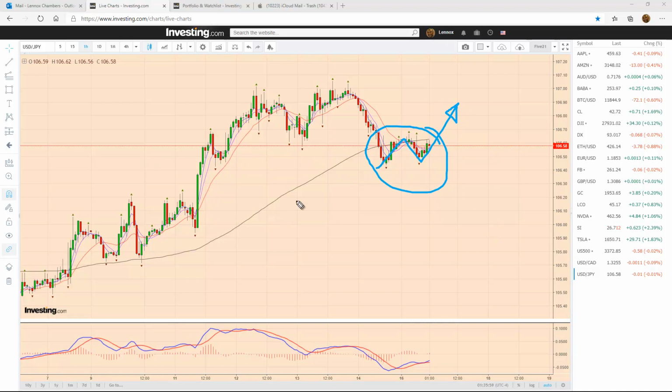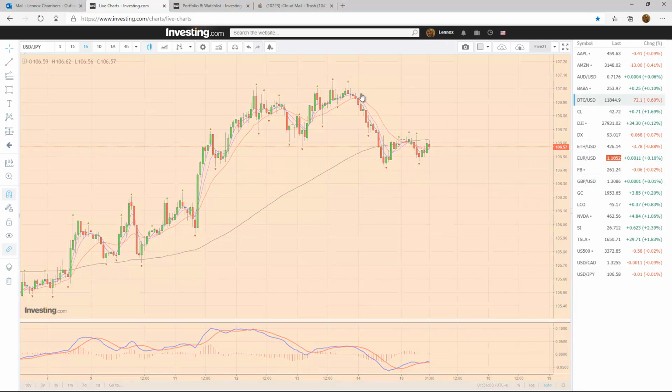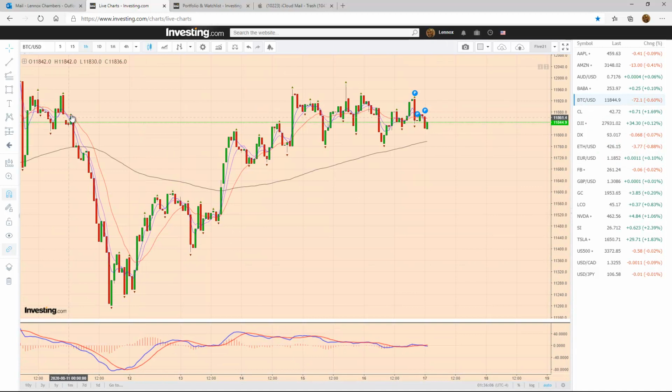Okay, so that's a look at all the major pairs. A quick look at Bitcoin, see what Bitcoin's doing, and I'll take a quick look at gold, and then we'll call it.